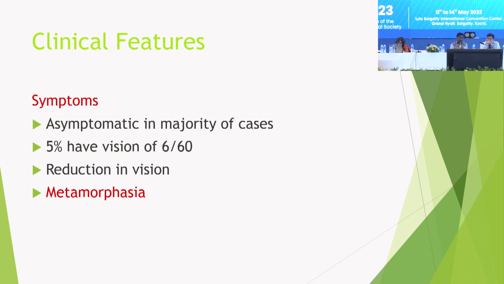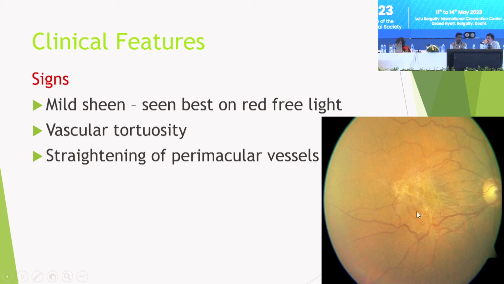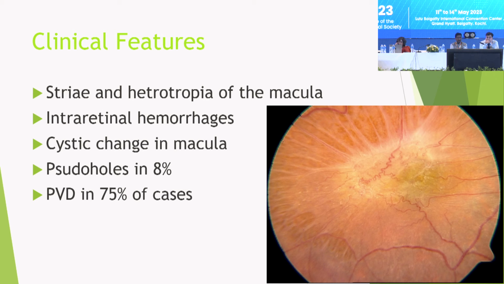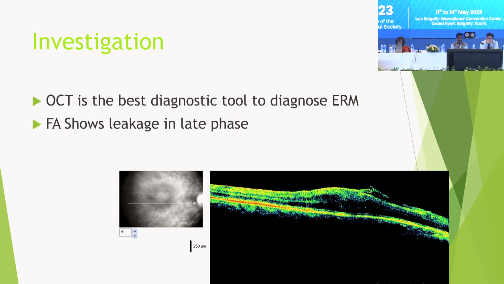If you look at the signs, you will see a mild sheen on the posterior pole. There will be vascular tortuosity and straightening of paramacular vessels. In advanced cases, you will have striae or a heterotopia of the macula, intraretinal hemorrhages, cystic changes in the macula, pseudoholes, and PVD in 75% of the patients. The most useful investigation at the moment is optical coherence tomography, which helps us diagnose whether it's an epiretinal membrane. FA we usually don't do for epiretinal membranes.